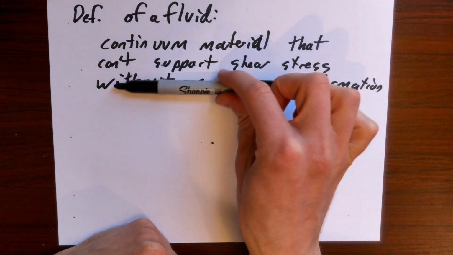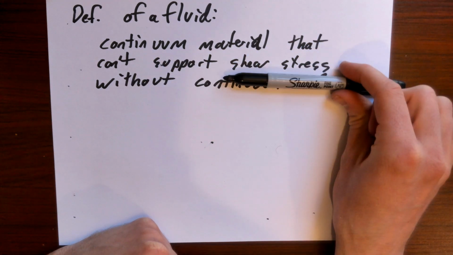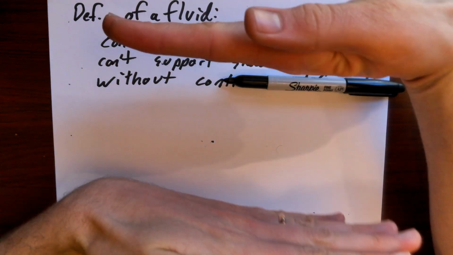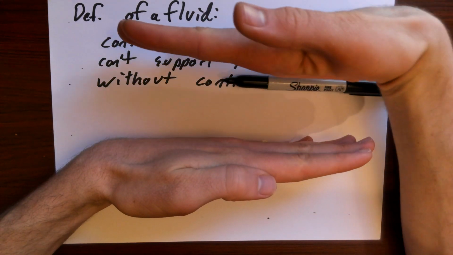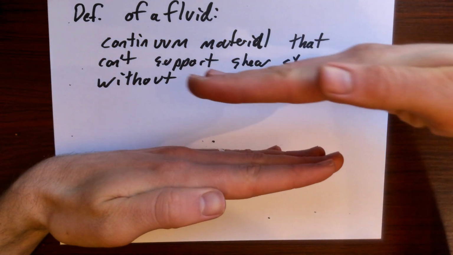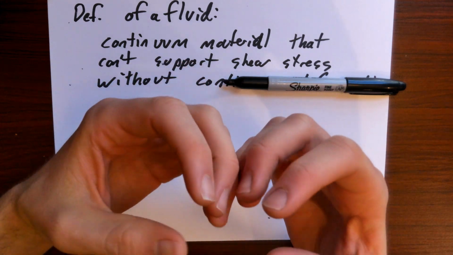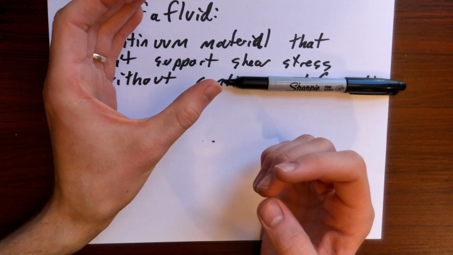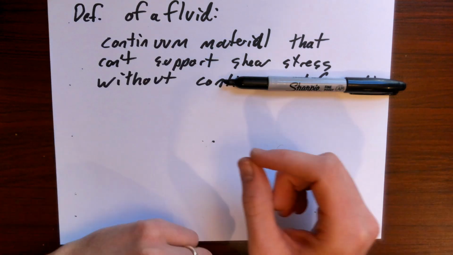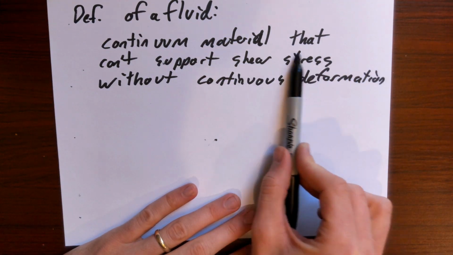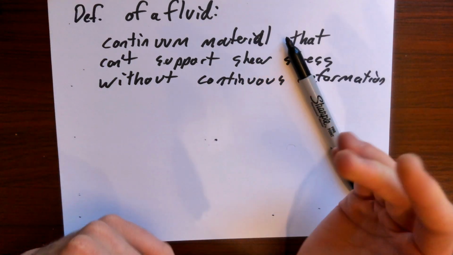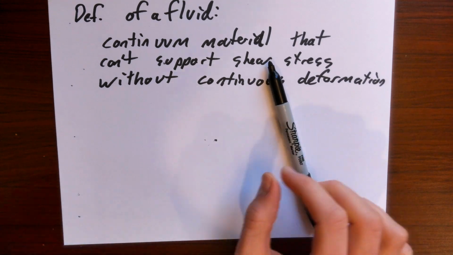And then this idea that fluids can't support shear stress without continuous deformation. If I had two plates and put some water between those plates and applied some shear stress, that shear stress would just keep that water moving. If I have a container and I pour it, eventually that water will pour out of the container. So the water itself can't support shear stress unless there's something else to hold that water back. And we think about this in contrast to solids.